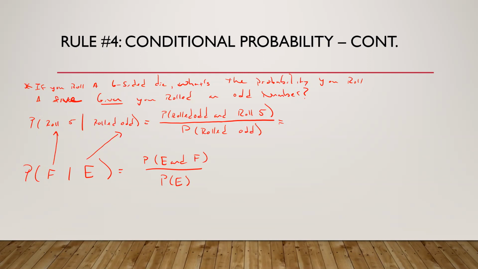Okay, don't overthink this. If you roll a 6-sided die, what is the probability that the number you rolled is both an odd number and a 5? That's it. It's exactly 1/6. The only way you can roll a 6-sided die and have it be both an odd number and a 5 is that you roll the number 5, because that is both an odd number and the number 5.